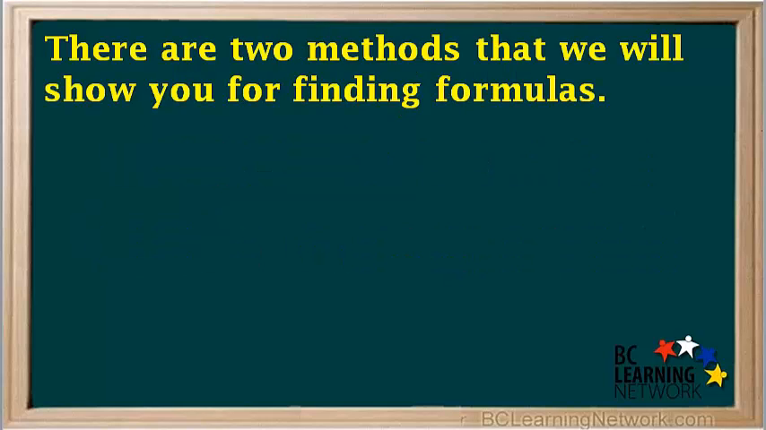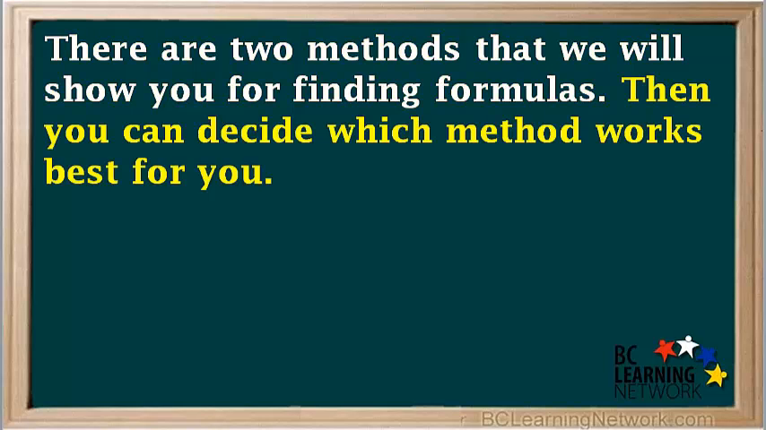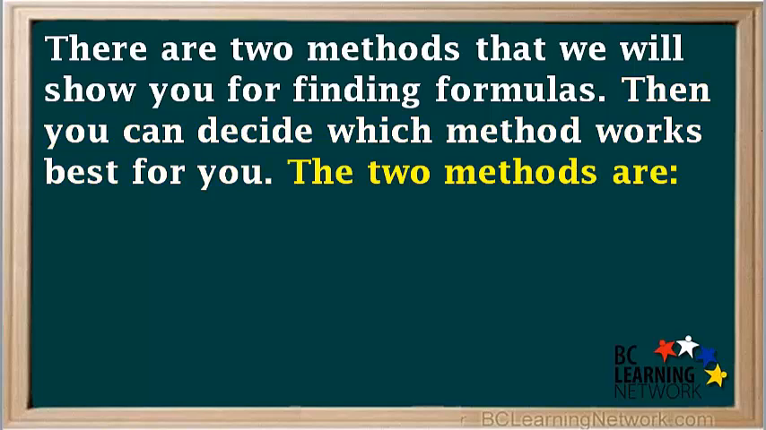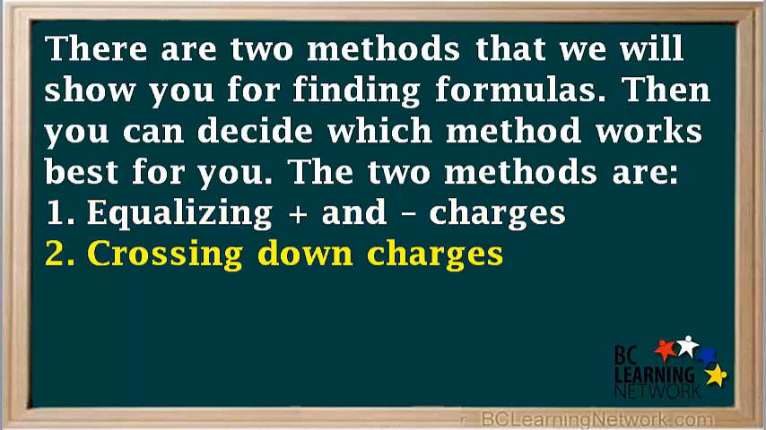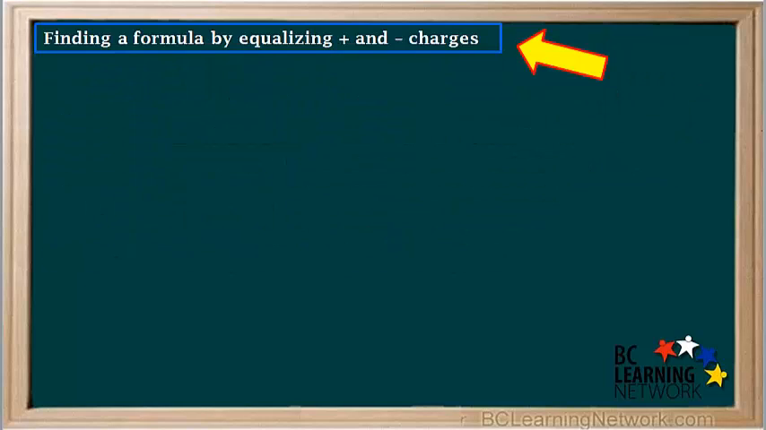There are two methods that we'll walk you through here for finding formulas. When you see both of these, you can then decide which method works best for you. The two methods are Method 1, equalizing positive and negative charges, and Method 2, crossing down the charges. Let's do an example of the first method. Finding a formula by equalizing positive and negative charges.